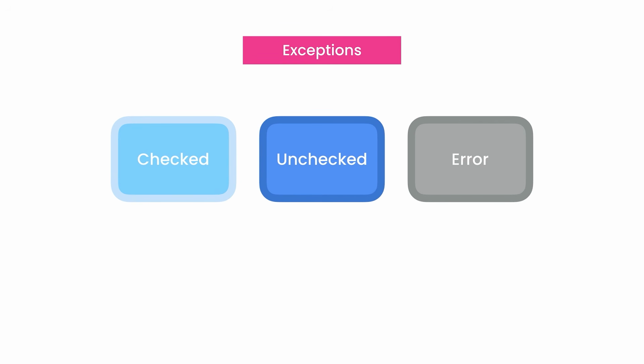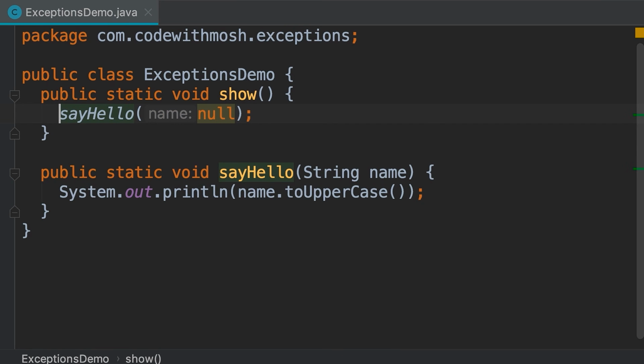Now, the second type of exception is called unchecked exception or runtime exception. As the name implies, these exceptions are not checked by the compiler at compile time. They occur because of programming errors. Null pointer exception is an example of a runtime exception. In the last video, we shouldn't have passed null to the sayHello method. This is a programming error.